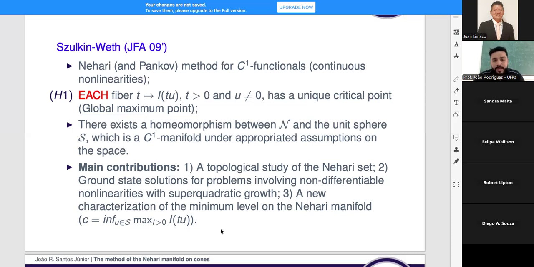So the main contributions in the paper of Szulkin and Weth were a topological study of the Nehari set in order to find and prove the existence of ground state solutions under some assumptions on the nonlinearity, such as the nonlinearity having a superquadratic growth at infinity, for example, and a new characterization of the minimum level of the functional on the Nehari manifold, as this one.